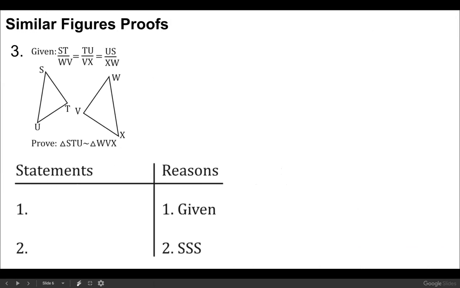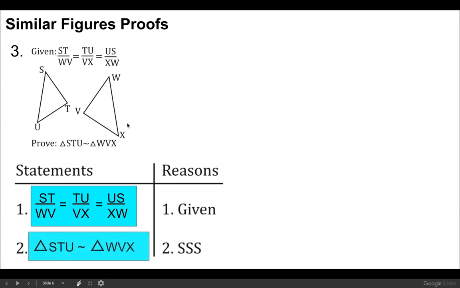Example number 3. So given, we see these sides set equal to each other in our ratio, meaning that they are proportional. So that is our given information. So ST corresponds to WV, and TU corresponds to VX, and US corresponds to XW. So that shows us by side, side, side that these triangles are similar. We actually don't have to have any angles. It is enough to just prove by side, side, side.